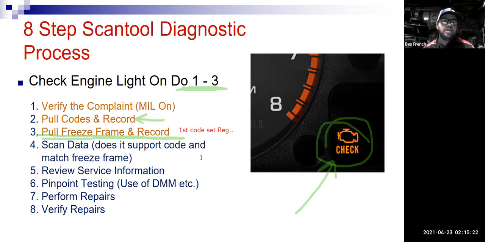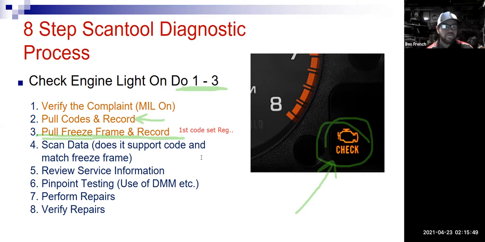An example of a manufacturer tool or a professional tool would be, if I was on a General Motors product, they added a feature called failure records where they could store up to 10 freeze frames. So you could have a freeze frame for multiple codes, but that's not part of the OBD2 generic regulations. So generally speaking, you will only get a freeze frame for the very first code that was set.